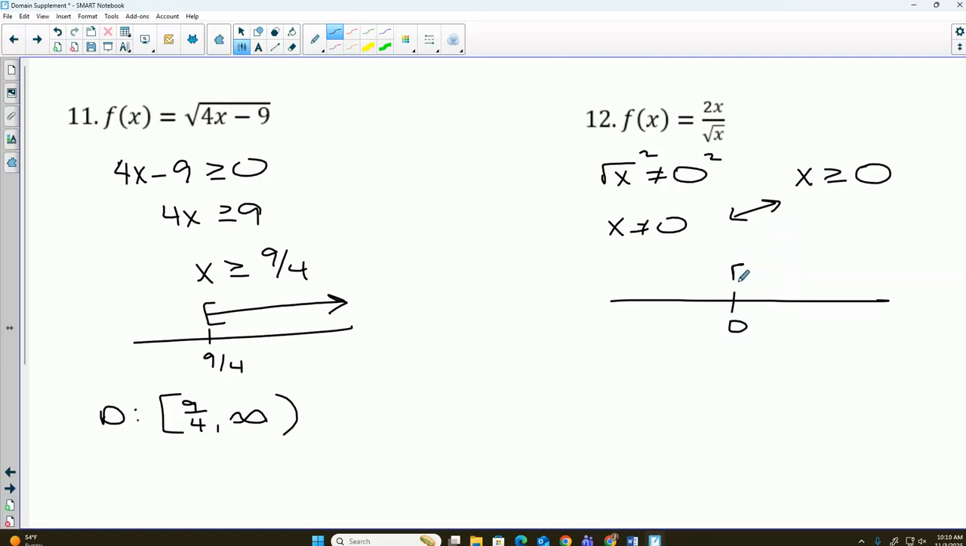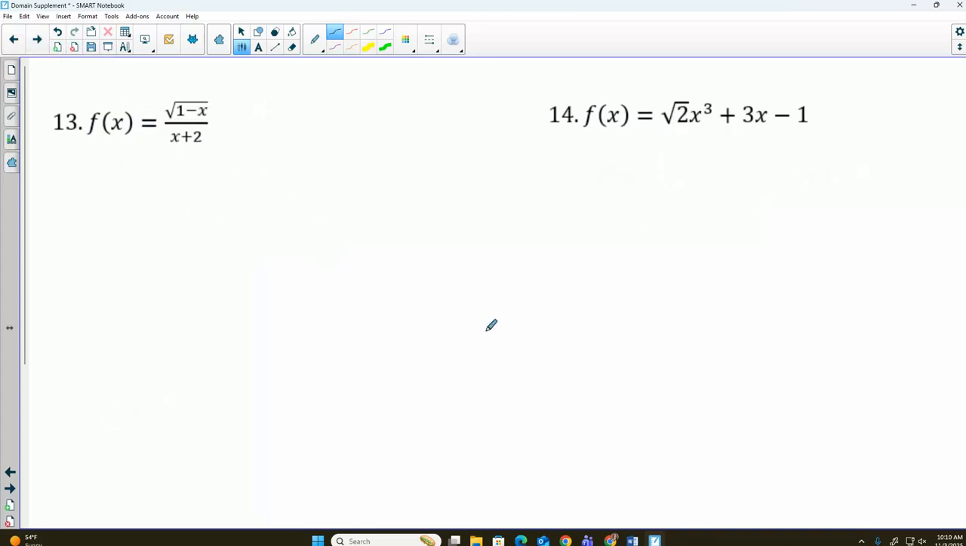Okay, I know it has to be greater than or equal to 0, but then it can't be 0. So what does that change? Yes. Greater than or equal to, so I knew it's only that half. The fact that it's not 0 means this will be a parenthesis. It's a parenthesis, 0 to infinity. So we can have both fractions and radicals in the same problem. Do a few more.